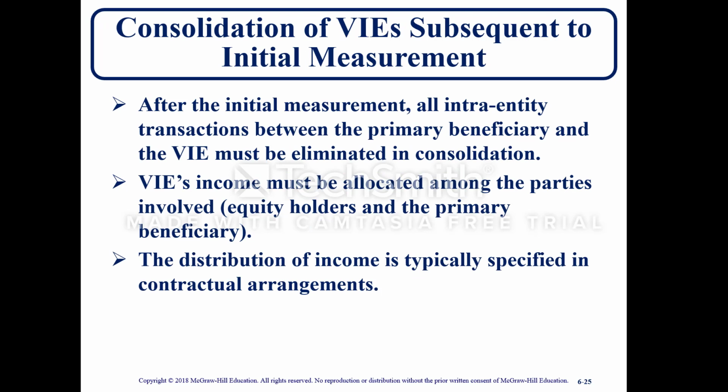After initial measurement, all intra-entity transactions between the primary beneficiary and the VIE must be eliminated in consolidation. The VIE's income must be allocated among the parties involved, equity holders and the primary beneficiary. The distribution of income is typically specified in contractual agreements.